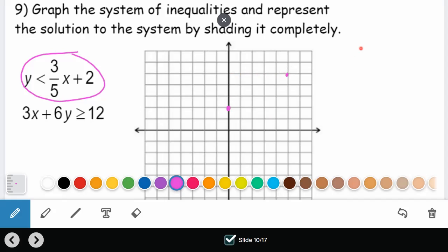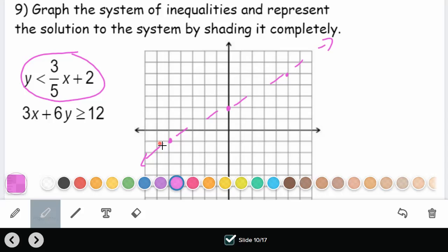And I don't know why that keeps doing that. Sorry. And let me do the same going down. 1, 2, 3, backwards. 1, 2, 3, 4, 5. So it's going to be there. And this is going to be a dashed line. So I'm going to draw a dashed line. And for this one, I need to shade below. So let me shade below. Okay, so I'm going to be shading here.